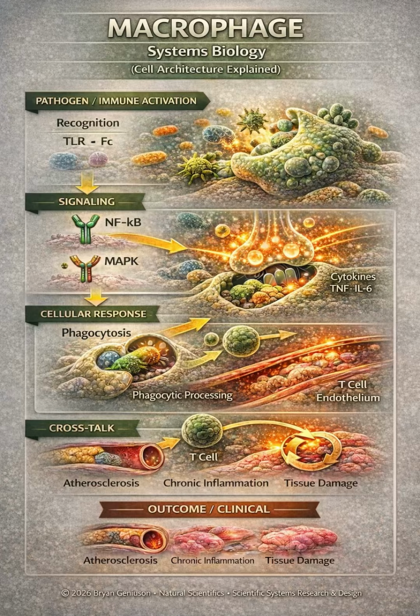Macrophages do not function in isolation. Through cytokine signaling and direct interaction, they communicate with T cells and the endothelium, forming a crosstalk network that propagates immune signals across tissues and vascular systems. This network includes feedback loops that amplify or regulate inflammatory responses depending on physiological context.